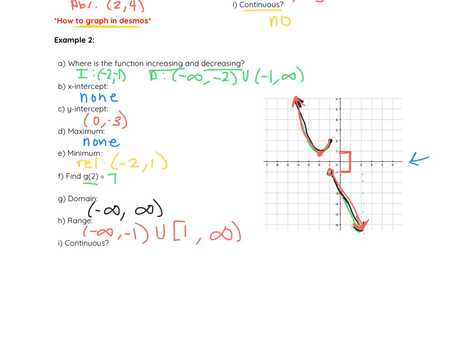Is this a continuous function? The answer would be no. And the reason is because I could not trace the whole thing without picking up my pencil. There is a jump from here to here. There's a jump, and so it is not continuous.